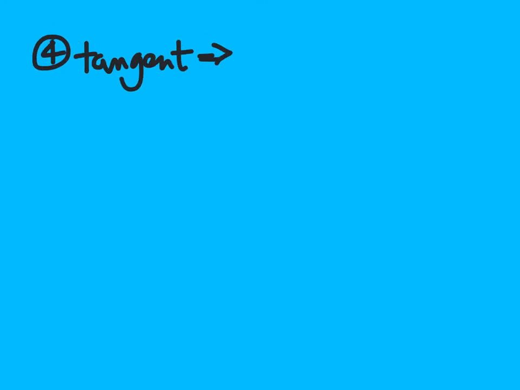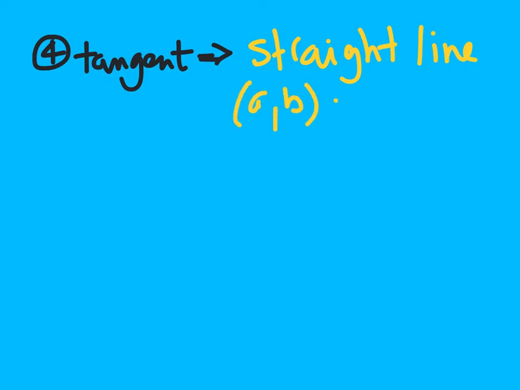Question 4. This is a long question, guys. So how do you find the equation of a tangent? Well, what is a tangent? A tangent is a straight line. Again, the process your brain should be going through: what do you need for a straight line? You need a point and you need a gradient. What does the question give us? The question gives us a curve.